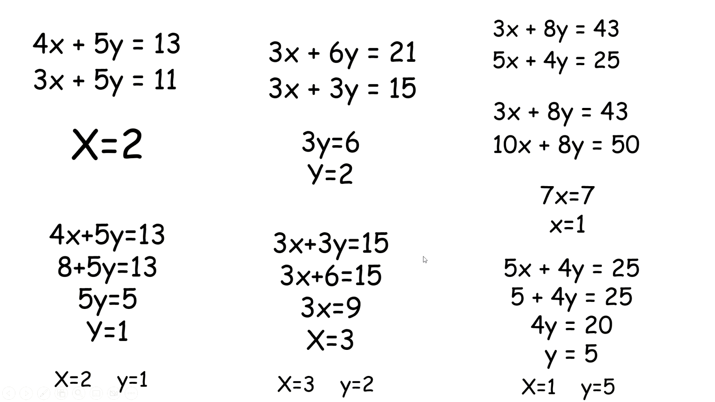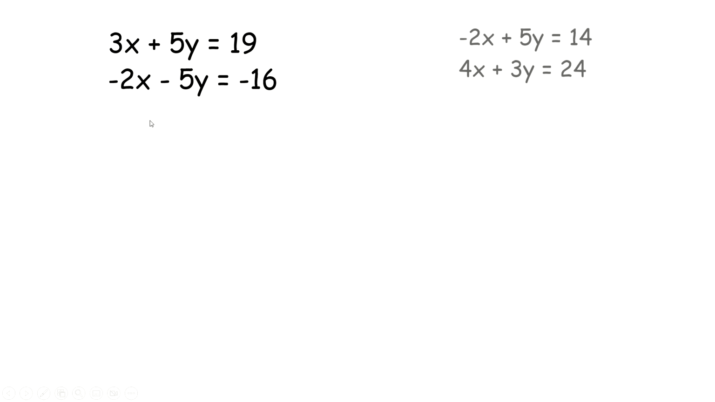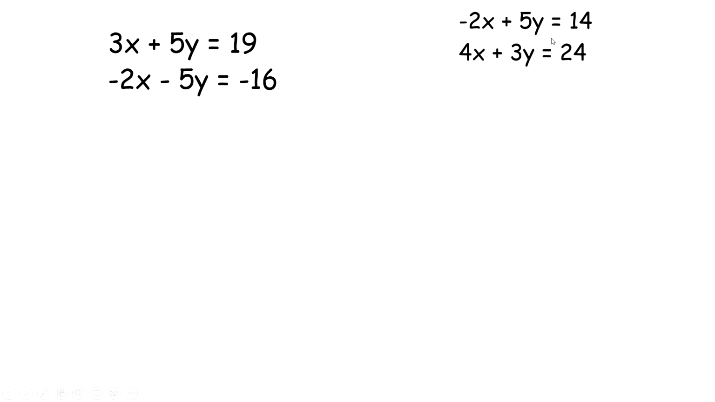So that's half of what you need to know for simultaneous equations. Second half is what if you have negative numbers. So in this case, instead of minusing them together, you can just add them to each other. Okay, so if we add the first equation together, we get 3x plus minus 2y equals x, 5y plus 5 minus 5y equaling 0, 19 plus minus 16, which equals 3.